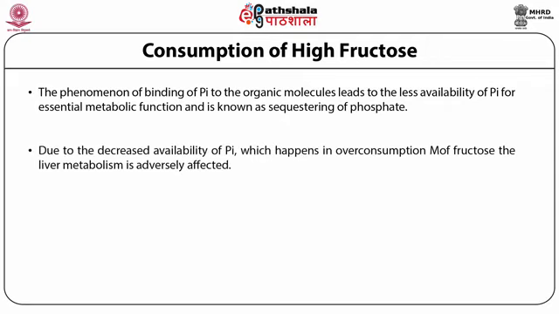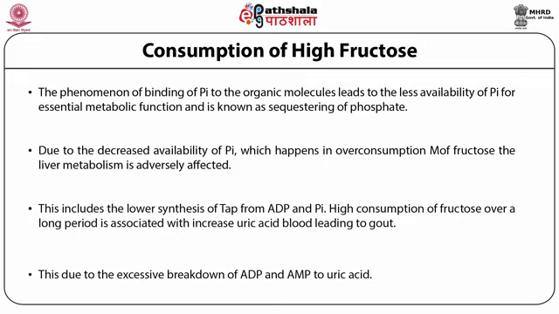Due to the decreased availability of phosphate, which happens in overconsumption of fructose, the liver metabolism is adversely affected. This includes the lower synthesis of ATP from ADP and phosphate. High consumption of fructose over a long period is associated with increased uric acid in the blood, leading to gout. Now, let's see about galactose.